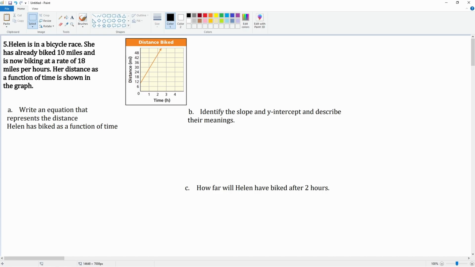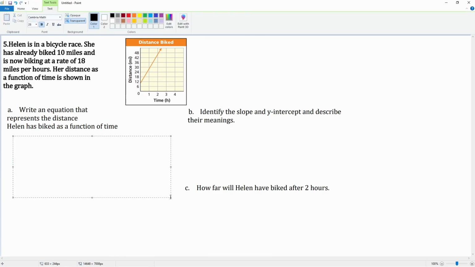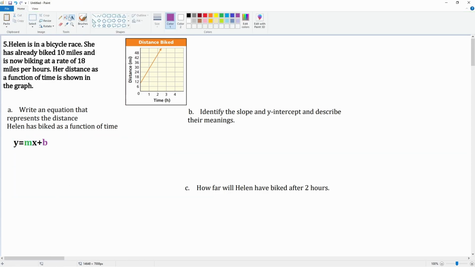To do this, you need to understand that you need to have the equation y equals mx plus b. M is going to be the slope, and the y-intercept is going to be b. To do this, we have to identify the slope and the y-intercept. Okay, we can do that on the right. First, we're going to find the slope.